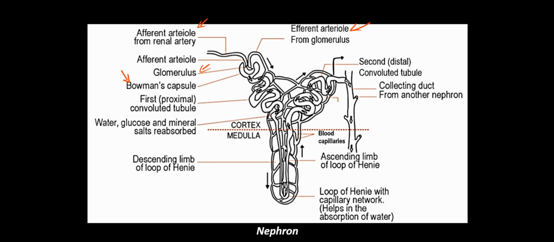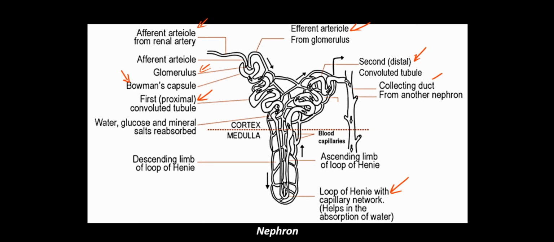The nephron consists of three portions, namely the first or proximal convoluted tubule, the loop of Henle, and the second or distal convoluted tubule. The first convoluted tubule joins the Bowman's capsule anteriorly and the loop of Henle posteriorly. The loop of Henle leads into the second convoluted tubule, which in turn joins the main collecting duct.